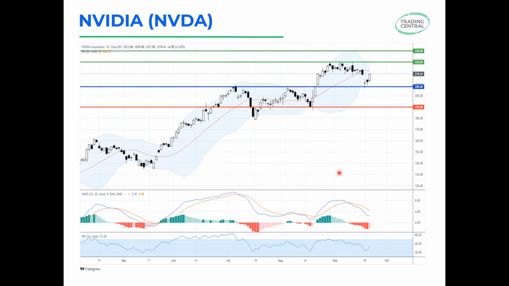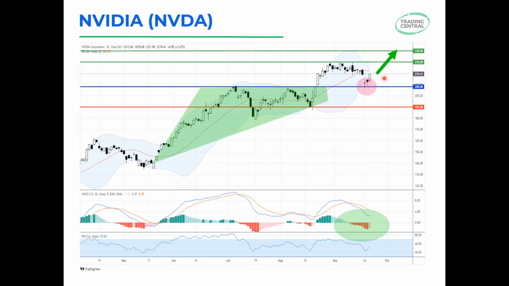And this one, Nvidia, well, I hesitated about this stock one or two sessions ago when we saw a sell off in the US stock market. Since then, this stock has done quite well because it kept its key support here, look at this, 208, and the overhead resistance at 230. It is a record high.